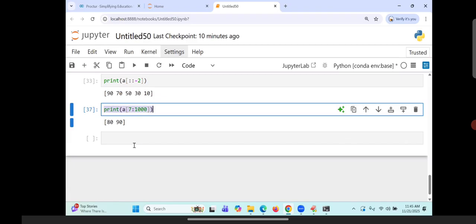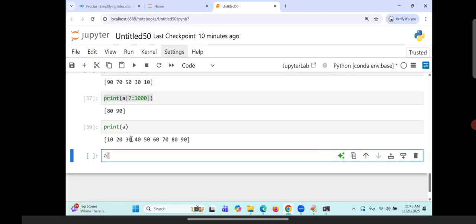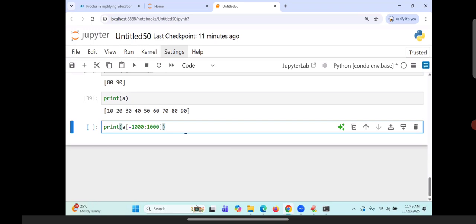Now last and final. Because when you answer something wrong, now I will get complete doubt about it. Minus 1000 colon 1000. Complete array data will come. Minus 1000 is not there, minus 999, and so on, coming down up to 8. Because I am having a positive value, this will give you complete data.